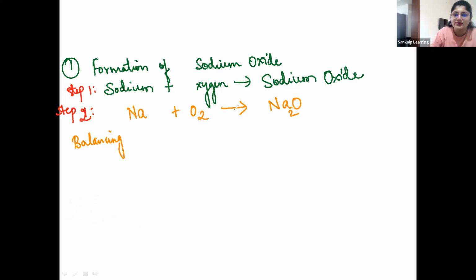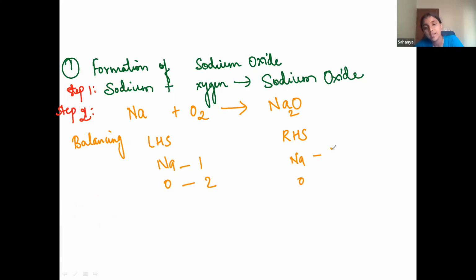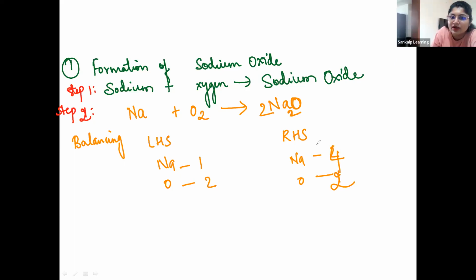Okay, so we'll first balance this. Sodium oxide. So now Na. We'll write the balance with LHS and RHS. On the LHS there is Na and oxygen. Na is 1, oxygen is 2. On the RHS Na is 2, oxygen is 1. Now I'll write 2 here because I have to balance the oxygen. So now sodium becomes 4, 2 into 2 is 4, and oxygen is 2.